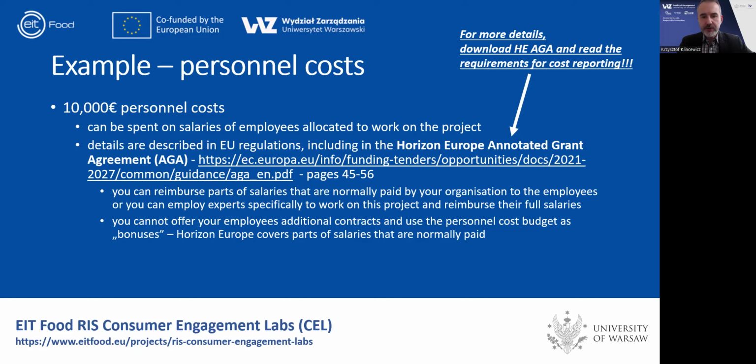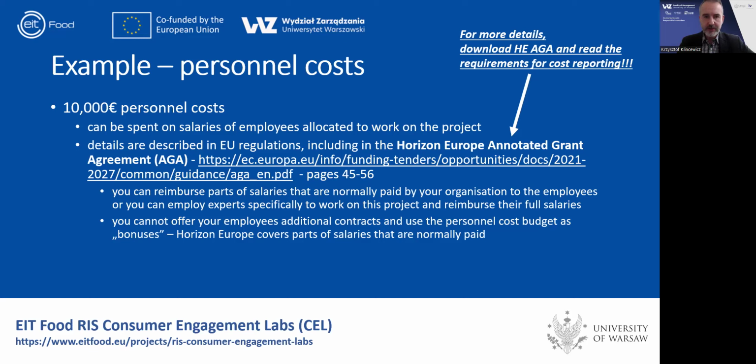In this presentation, you get a link to the Horizon Europe annotated grant agreement. Good luck reading this. Those 11 pages describing personnel cost accounting might prove challenging to digest. So that's, I would say, the main reason to reach out to people and double check what you can reimburse from the grant and which parts of the salaries are probably not going to become eligible costs.